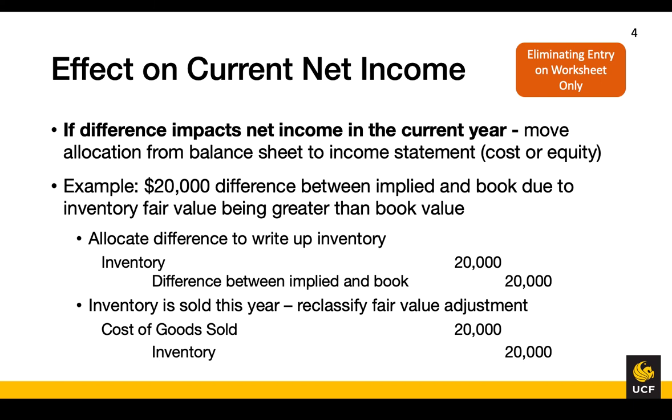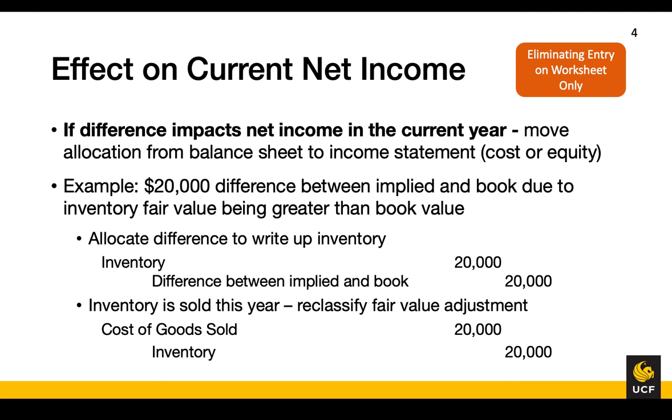So for a fair value adjustment that increases inventory by $20,000, we would debit inventory for $20,000 in our allocation entry. We would then add another eliminating entry that credits inventory to remove that $20,000 fair value adjustment and moves it to cost of goods sold with a debit.